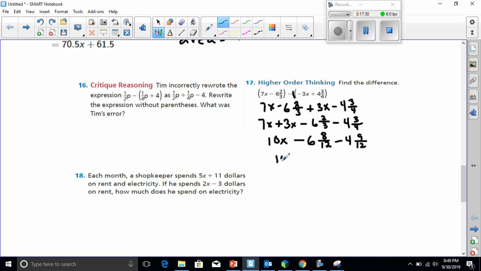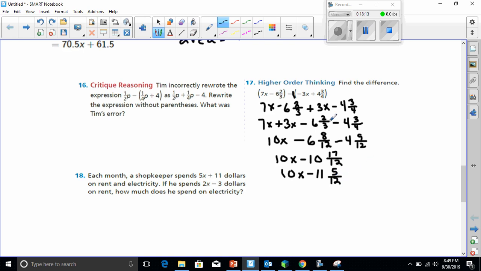So this is going to be 10x minus, because it's a negative and a negative, it's going to make a bigger negative. 6 and 4 make 10, negative 10, and 9 and 8 make 17 over 12. We know that 12 goes into 17 once with 5 left over. So this can really turn into 10x minus 11 and 5 over 12.